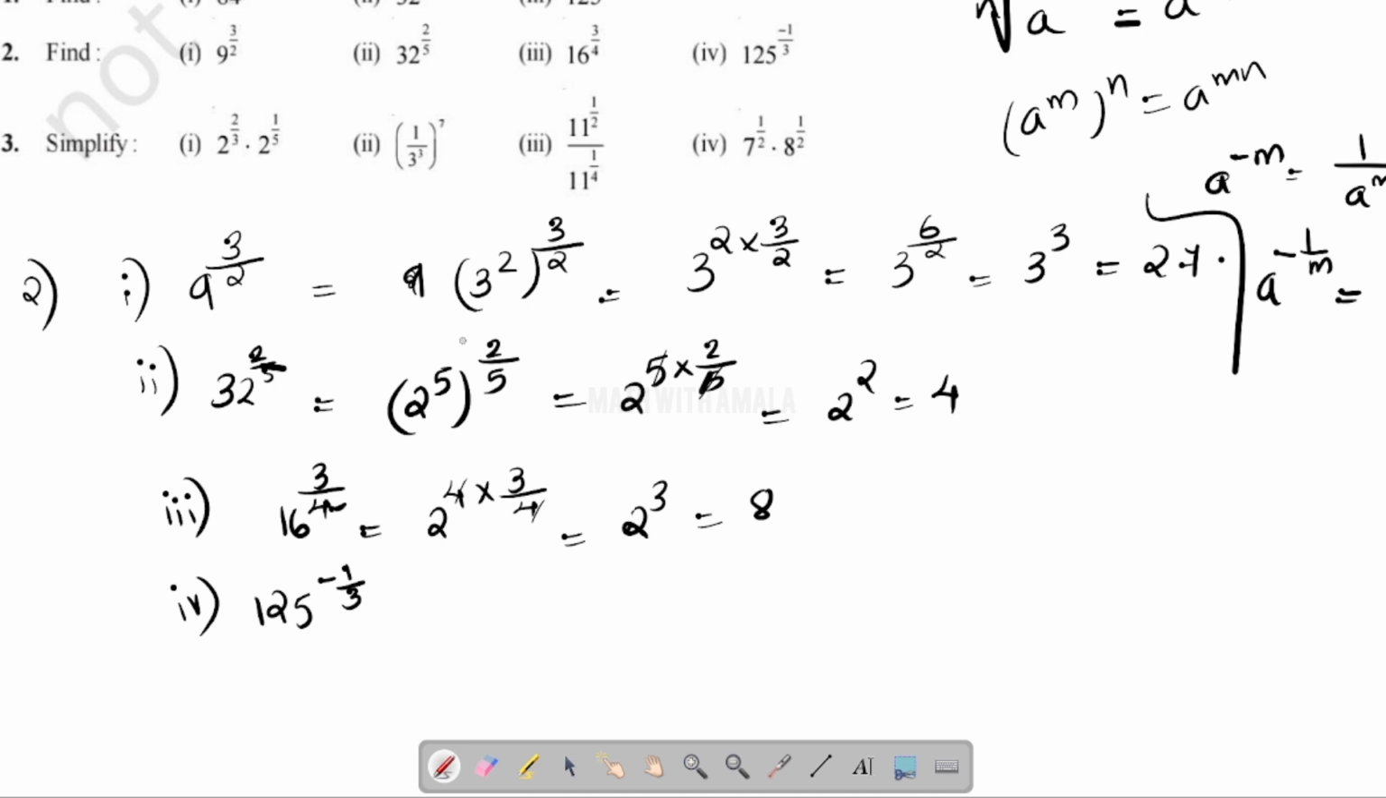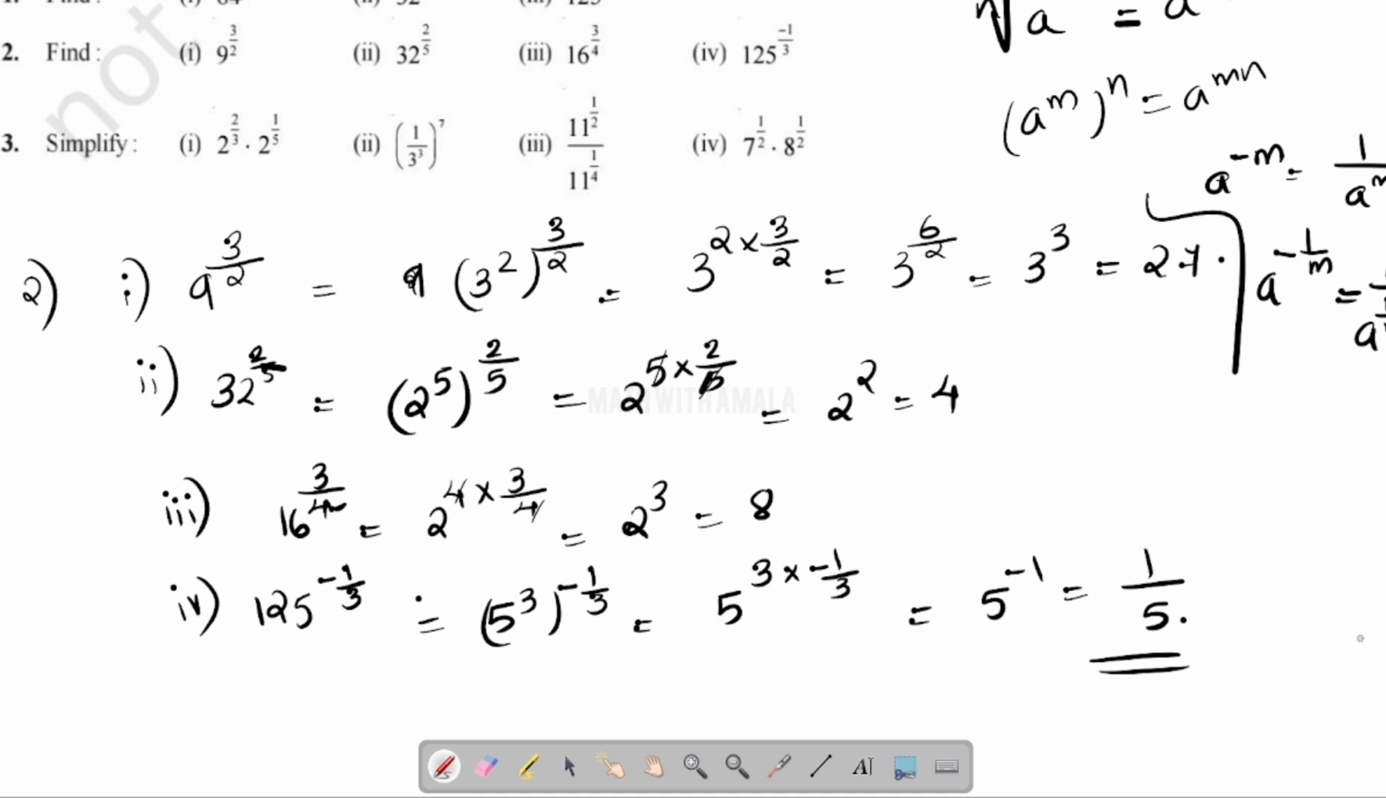But here we have to do 125 raised to minus 1 by 3 by the same method that we were using before. 125 can be written as some number raised to 3. Which is that number? 5. 5 cube raised to minus 1 by 3 is equal to 5 raised to 3 into minus 1 by 3. That is 5 raised to minus 1. You can write it as 5 raised to minus 1, or a raised to minus m can be written as 1 by a raised to m, so 1 by 5 raised to 1, that is 1 by 5 itself.